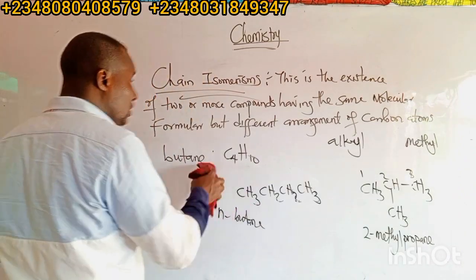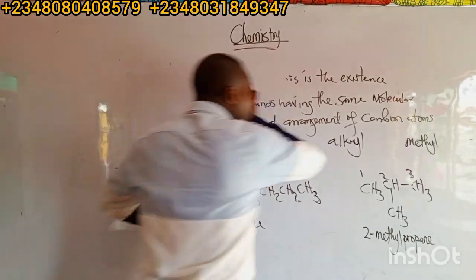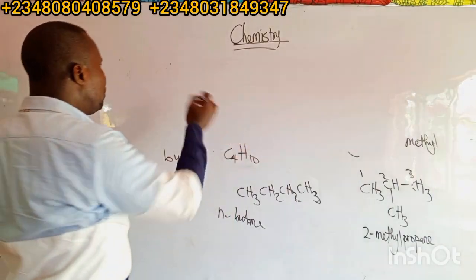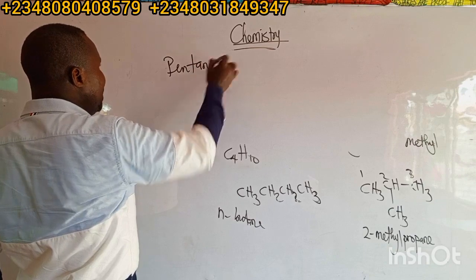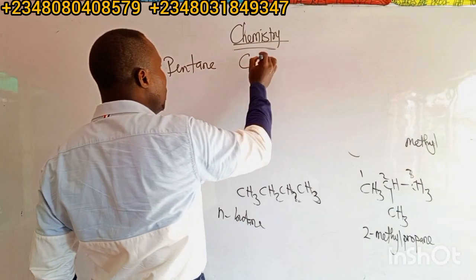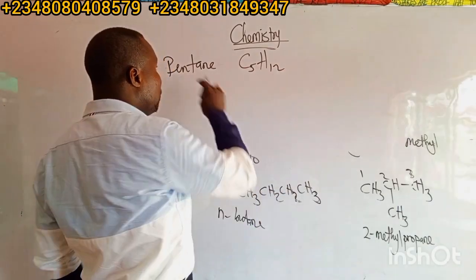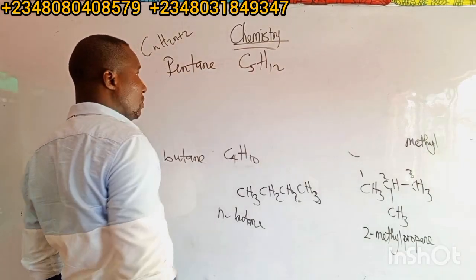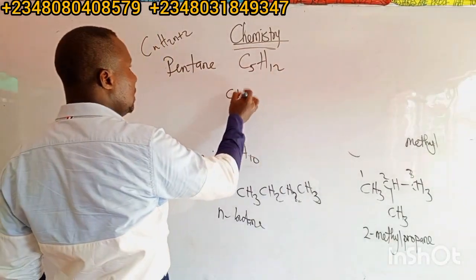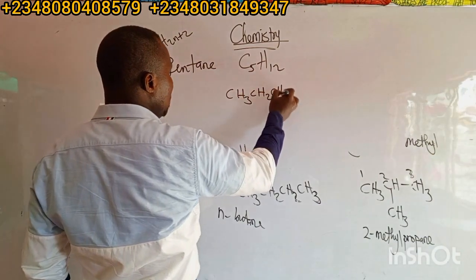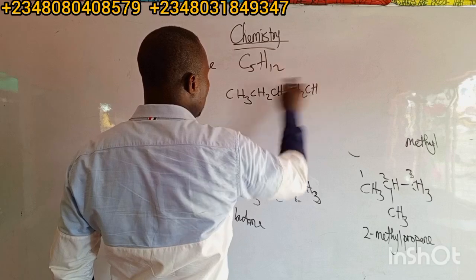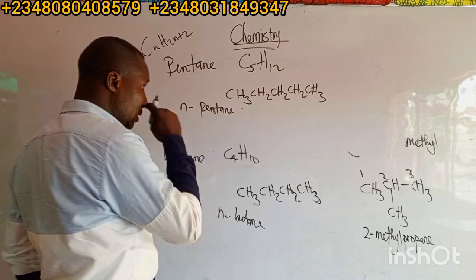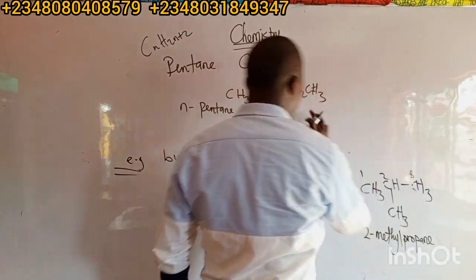Another example, you can pause the video and write this one out. Let me give you this one, under the same alkane family. Let me put pentane. Pentane is what? C5H12, using the general formula. Don't forget the alkane general formula I told you, when n is 5. You have this pentane. I can have CH3, CH2, CH2, CH2, CH3. Then I can have an isomer of this.